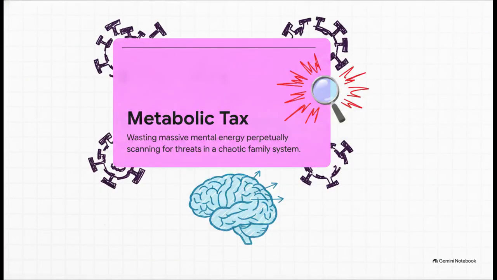So what's the actual bug in the human code we're trying to fix here? The source calls it the metabolic tax. Think of your brain like a high-end laptop. If you grow up in a chaotic family system, your brain runs this perpetual background virus scan, just constantly looking for emotional threats. This hypervigilant survival mechanism drains massive amounts of your brain's prefrontal energy. It is a literal, biological, metabolic drain that just leaves you completely exhausted.